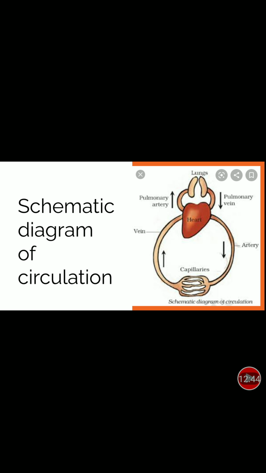One thing you have to remember: where the pulmonary artery is given, you have to color that tube with blue color. Where the pulmonary vein is there, you have to color with red color. This is the only important point where the vein gets red color and the artery gets blue color. The movement from the heart to the lungs is shown, and capillaries move to the lungs for exchange of gases.